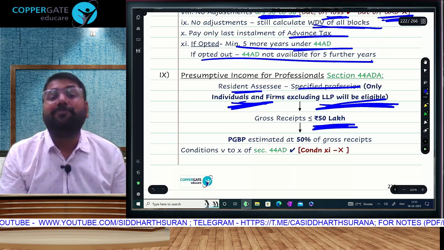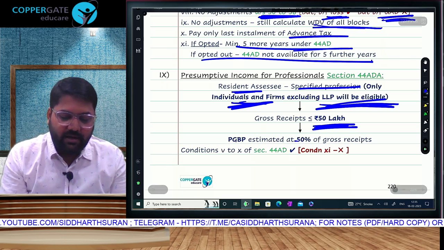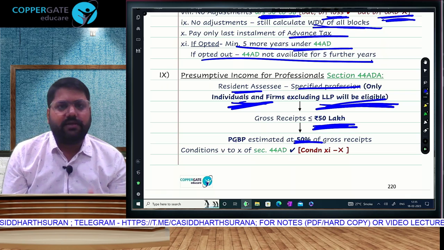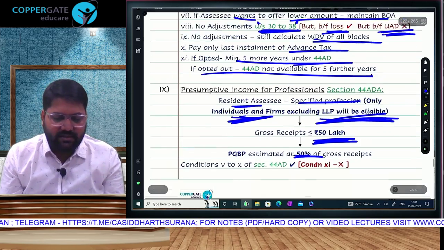Gross receipt has to be up to 50,00,000 rupees. So, AD may it is 2 crore and here it is 50,00,000. Your receipts ka 50% will be your estimated profit. So, 20,00,000 ka turnover, 10,00,000 is income. 16,00,000 ka turnover, 8,00,000 is your income. And all other conditions are same.